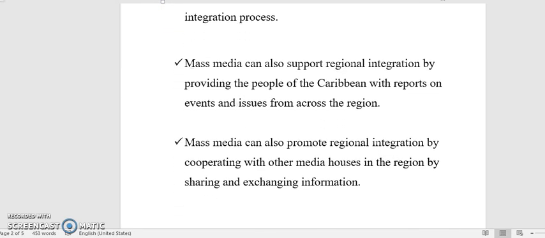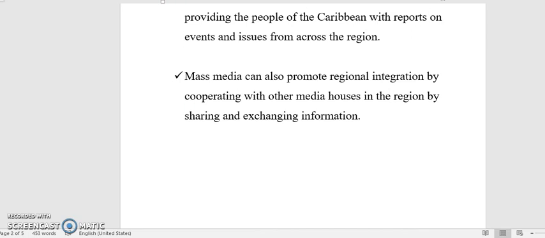The mass media can also promote regional integration by cooperating with other media houses in the region by sharing and exchanging information.